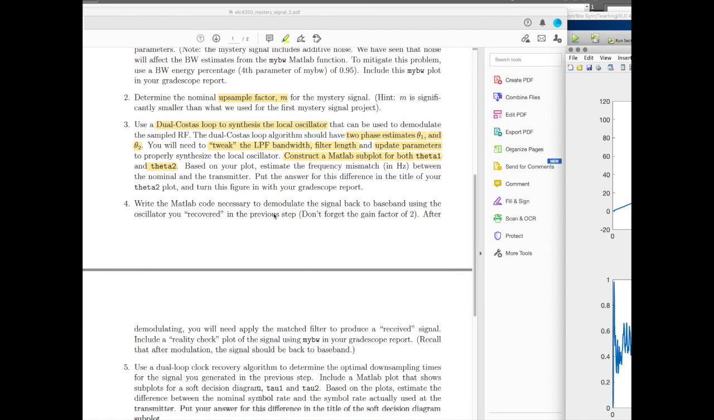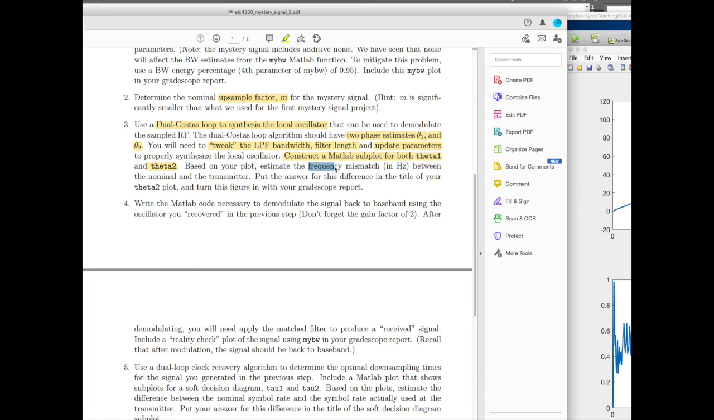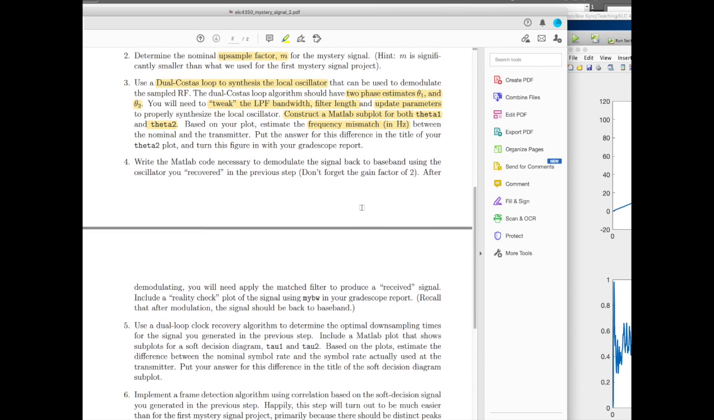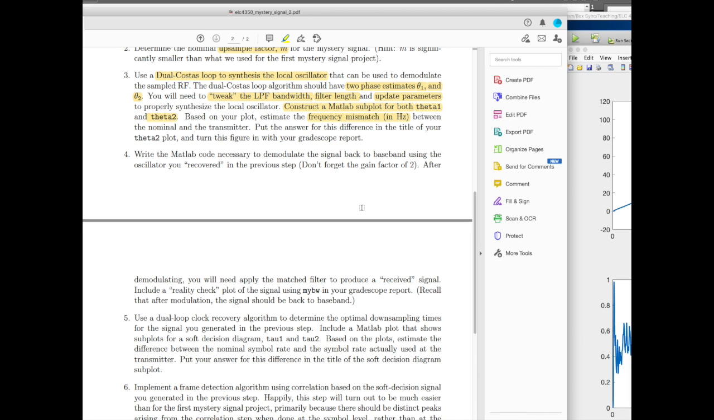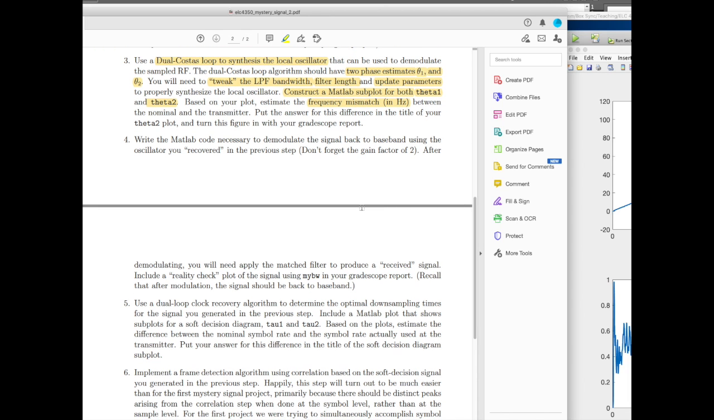In this step, based on your answers, you look at the slope of that line for the theta 1 plot. You're supposed to be able to, and I know you can do this, estimate the frequency mismatch between the nominal and the transmitter based on the slope of that theta 1 line. Okay, so once you have that, you now have generated an oscillator. In the code we used before, it was called YOSC. So you have that oscillator. You've recovered that with that algorithm.